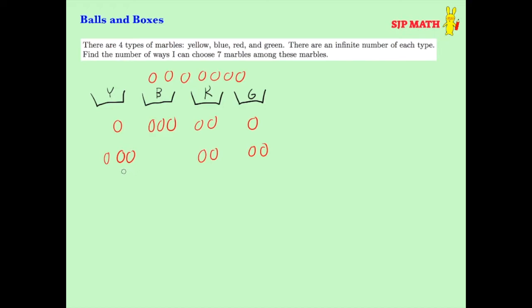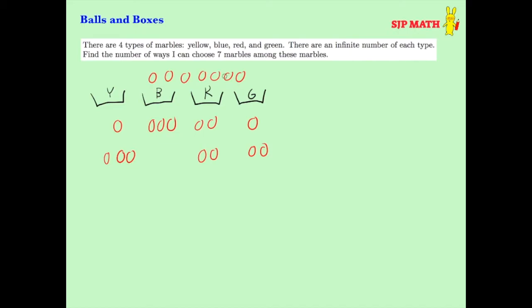So what does this mean? We turned it into a balls and boxes problem now. But what do we do with this now? To find the number of ways to choose 7 marbles among the 4 types of marbles, we have to find the number of ways to categorize these 7 marbles into the 4 categories. And we can find this using our formula from this topic.